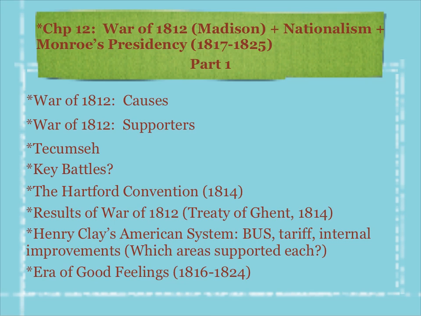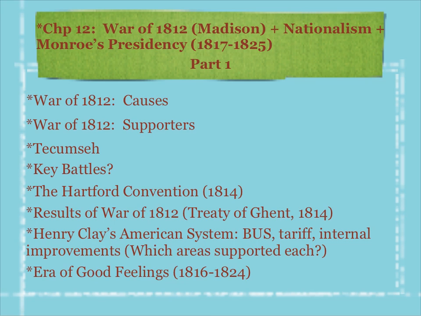Okay, and finally then, the results of the War of 1812. The Treaty of Ghent was a treaty that ended the war. And I think most of us know that the war pretty much ended in a tie because the United States did not gain any land from the war, and the United States did not lose any land. So basically it ended where it began. So that's kind of the result of the War of 1812.